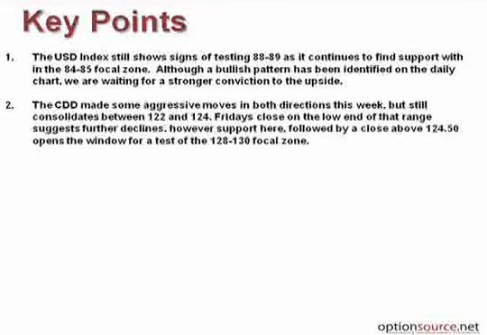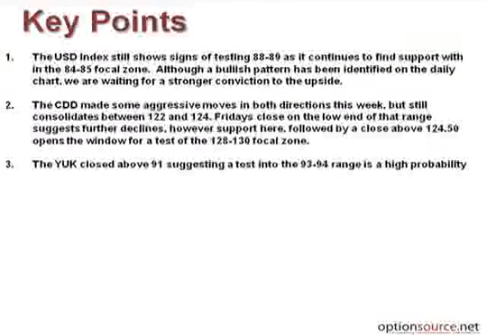The CDD, the U.S. versus the Canadian dollar, made some aggressive moves in both directions this week, but still consolidates between 122 and 124. Friday's close on the low end of that range suggests further declines. However, support here, followed by a close above 124.5, opens the window for a test of that 128-130 focal zone. The YUK, U.S. versus the Japanese yen, closed above 91, suggesting a test into that 93-94 range is a high probability. However, expect a rejection here as it plays into that key resistance level.